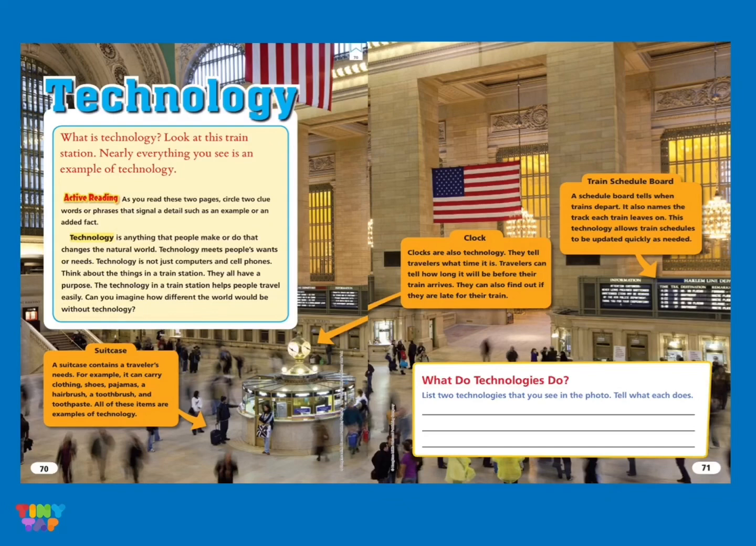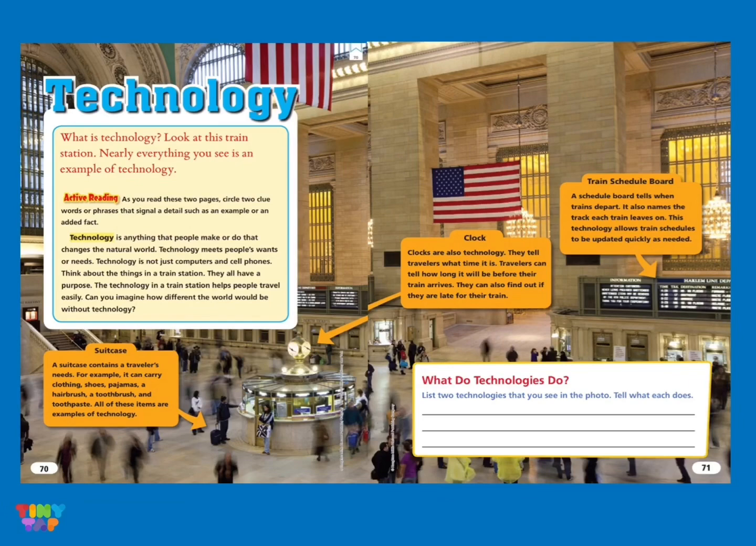Let's read the captions of the different things in the picture to understand how they describe different examples of technology. A suitcase. It contains a traveler's needs. For example, it can carry clothing, shoes, pajamas, or everything that a person needs for a trip. All of these items are also examples of technology. Let's look at the clock. Clocks are also part of technology. They tell travelers what time it is, so travelers can tell how long it would be before their train arrives.